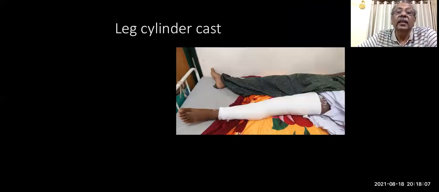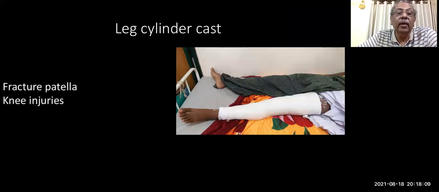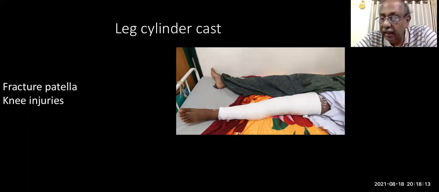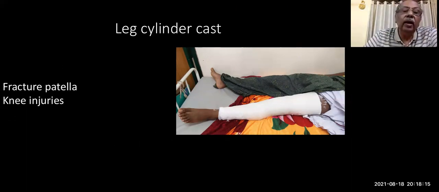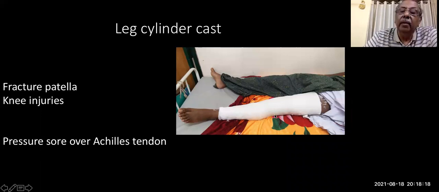Then the cylinder cast, the leg cylinder cast, is another one which is commonly used in the treatment of fractures of the patella and knee injuries. They will ask you what are the problems associated with that. Because it is extending only up to this area, it produces constant pressure over the tendo Achilles. And any ulcer that develops in that area is very difficult to heal. Then BK casts and AK casts are commonly there in the ward.